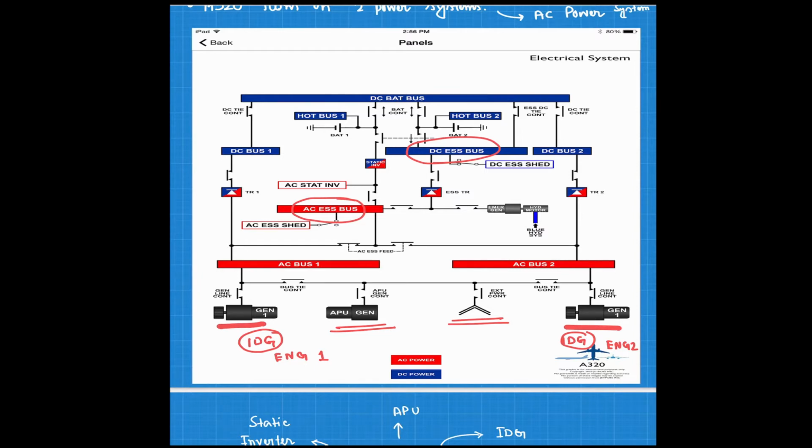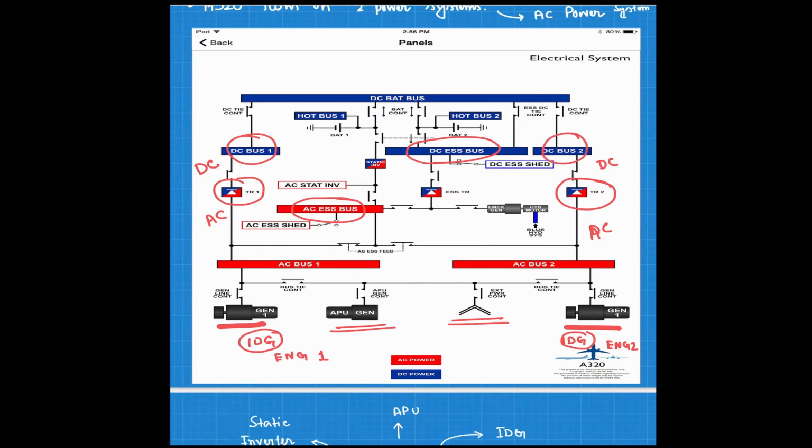The AC essential bus is also connected with TR1, and AC bus 2 is connected with TR2. So what are TRs? TRs are transformer rectifiers, which convert AC current to DC current. So here also the AC current is converted to DC current. Like that, the AC buses supply DC current to DC bus 1 and DC bus 2.